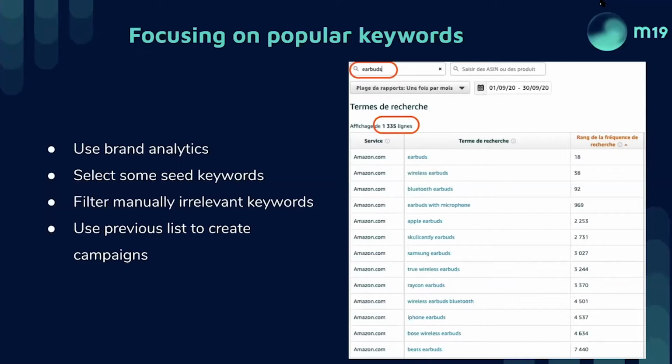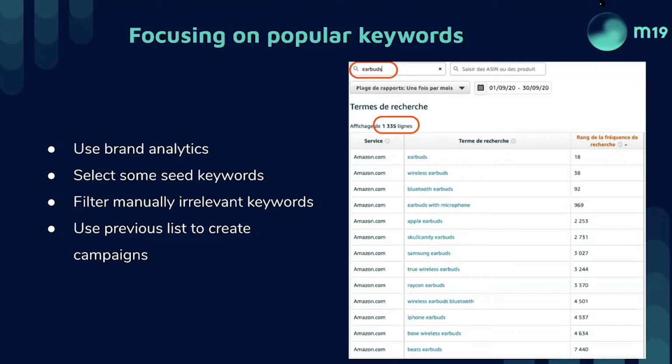From this list, you need to filter some irrelevant or unrelated search terms. For example, here you can find earbuds cases or earbuds toys for kids or whatever. You need to remove all these irrelevant keywords. You end up with a filtered list. And on this list, you will keep only the top 5% in terms of search frequency rank. Sorry, SFR is search frequency rank. And with this short list of the high volume keywords, you just create a manual campaign as I explained before. This is one way of doing it.